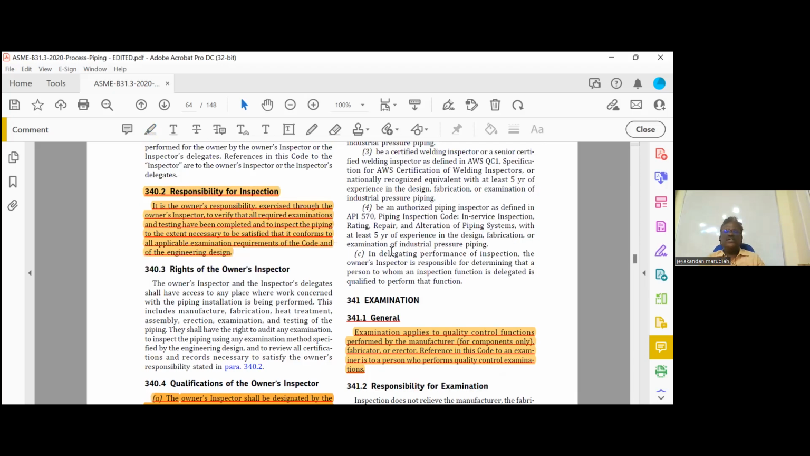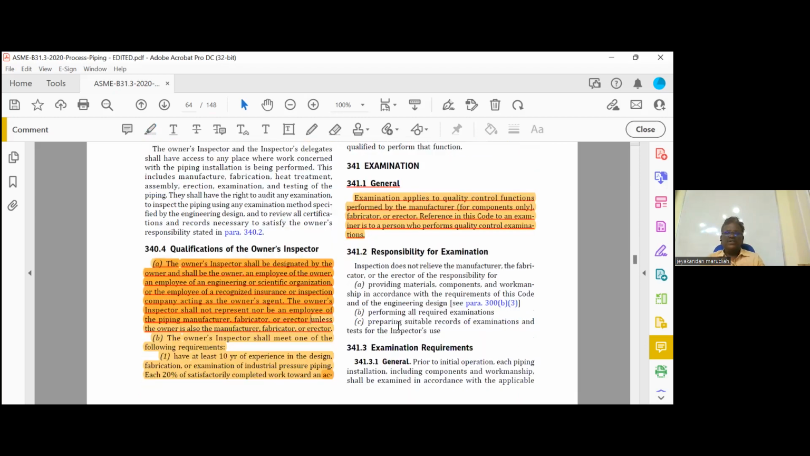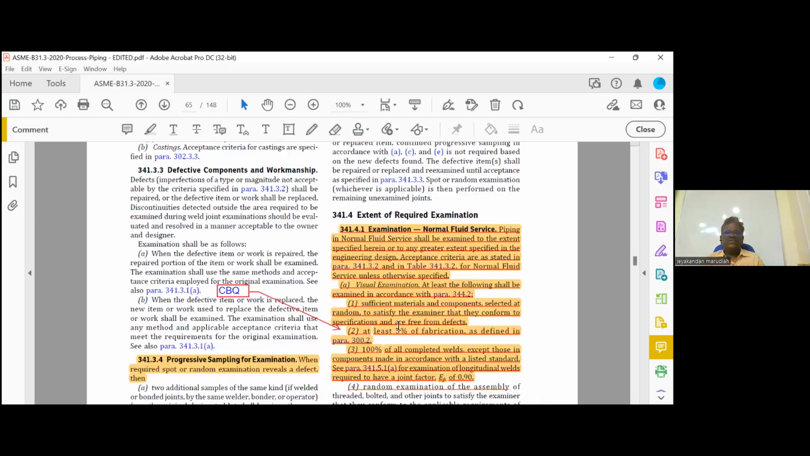Then what is examination? Highlight this one, 341. Examination applies to quality control functions performed by the manufacturer, fabricator, or erector. That is called examination. Now the examination requirements, these are not important.